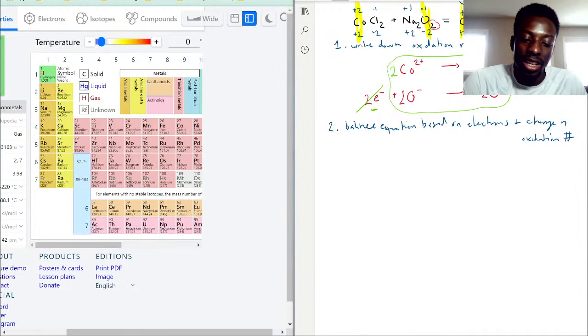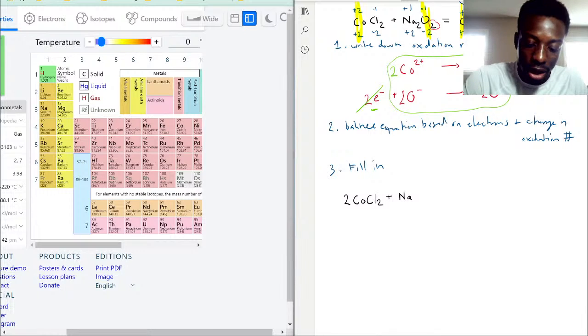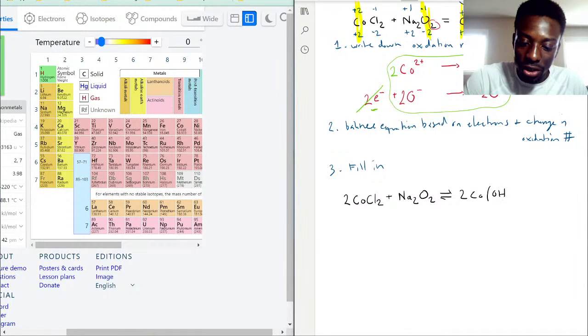What you want to do, step 3, is kind of just fill in. Now that we have this stuff, we use that to fill into the equation what we started out with. So now that we know that there's 2 cobalts involved, instead of it being COCl2, we'll have 2 COCl2 plus Na2O2. This one doesn't change because we already said there was 2 oxygens, and that turns into 2 CoOH3 plus Cl minus plus Na plus.